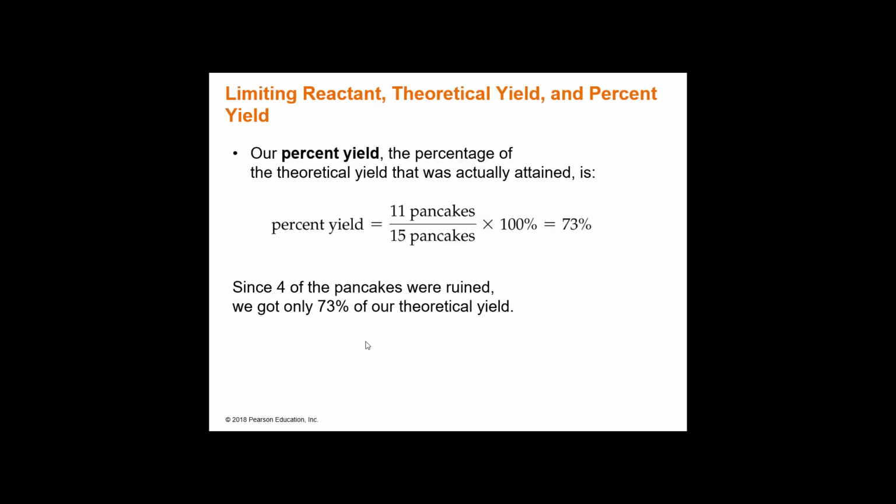And that's where the percent yield comes in. Our percent yield is the actual over the theoretical. So in this case, we have 11 pancakes over 15 pancakes. We times it by 100 because percent yield is always out of 100, and that gives us 73%. So our percent yield, how much we produced out of this recipe, was 73%. Since 4 of the pancakes were ruined, that accounts for the 73% because this is out of 15.